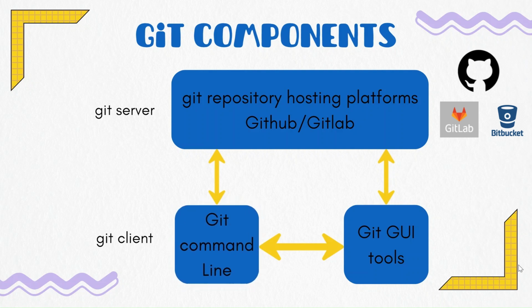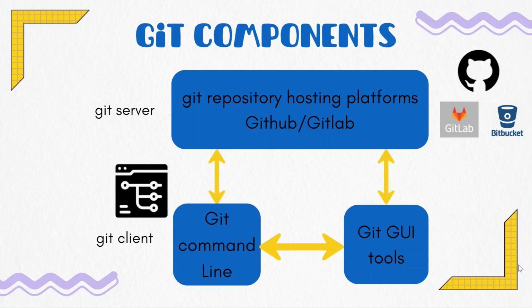The Git command line is a powerful tool that helps you manage version control directly from your terminal. With just a few simple commands, you can track changes, create and switch between branches, collaborate by pushing and pulling code to and from remote repositories.